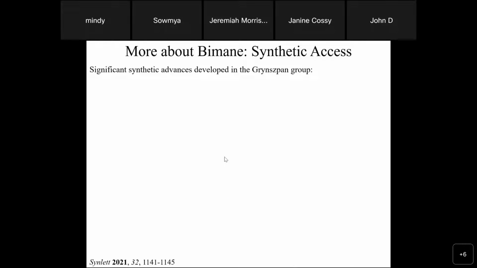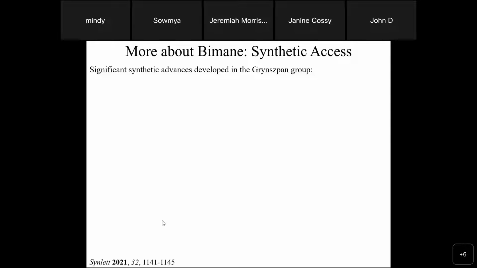Unfortunately, the reason why we think there's been very little bimane work done to date relative to other fluorophores is because the synthetic accessibility of these compounds has been challenging up until recently. And so it used to be that accessing those different derivatives, like I showed on the previous slide, would be an entire, let's say, PhD student's work.